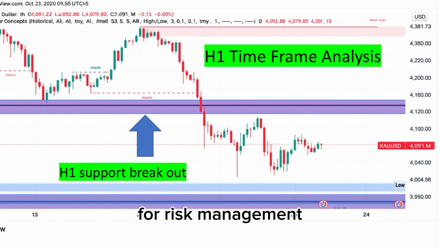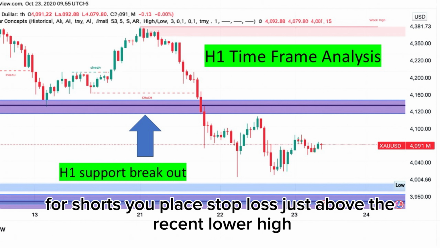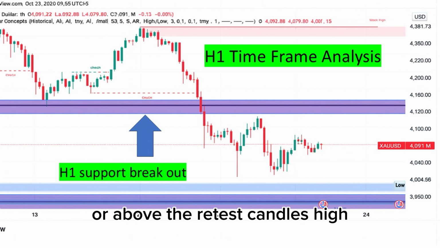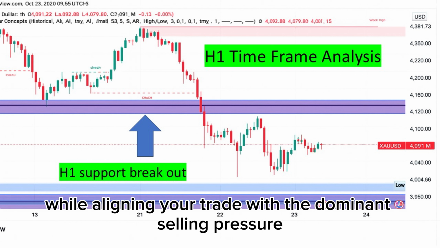For risk management, this is important because it tells you where to place stops. For shorts, you place the stop loss just above the recent lower high or above the retest candle's high, not arbitrarily far from the zone. That keeps risk defined while aligning your trade with the dominant selling pressure.